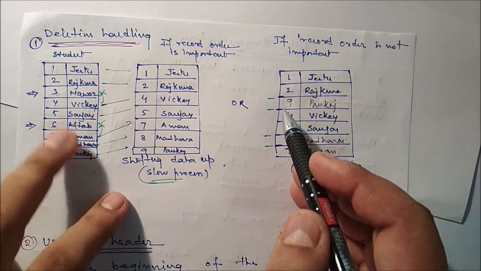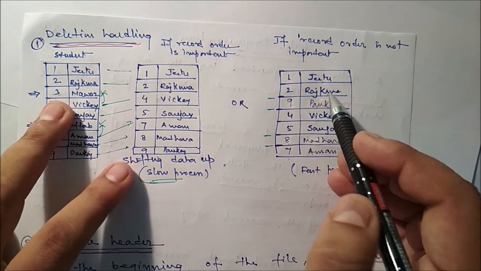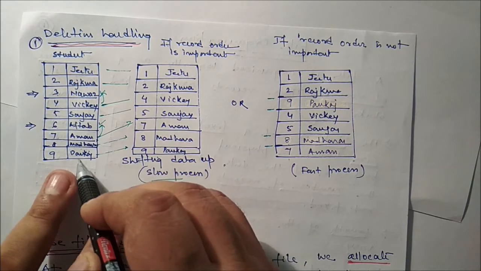And after that, first one is Jitu, no problem. Second Rajkumar. Third is what? Nawaz wants to leave this particular school. So in that particular portion we store the last record.